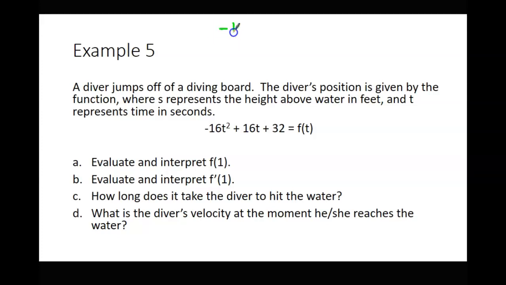All right. Well, this represents the diver's height, doesn't it? That's his position or her position. But if we're at the water, what's their height? Well, when they hit the water, their height is 0. So what this means is set your equation equal to 0, basically.